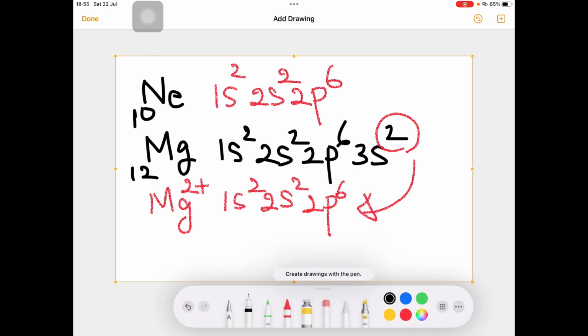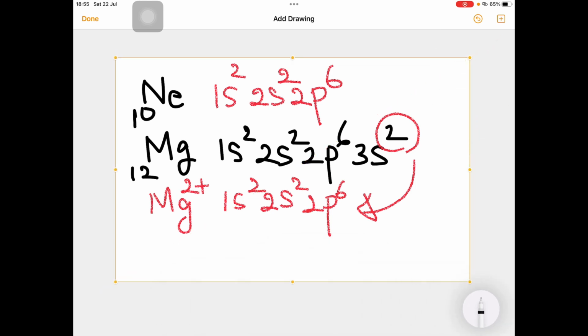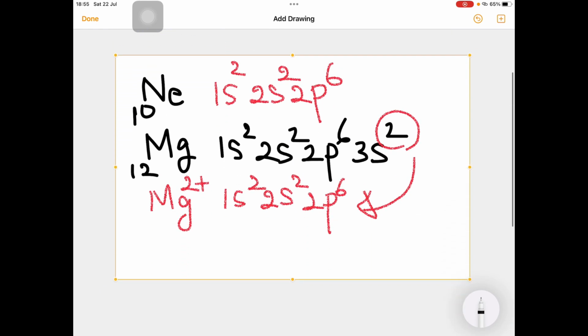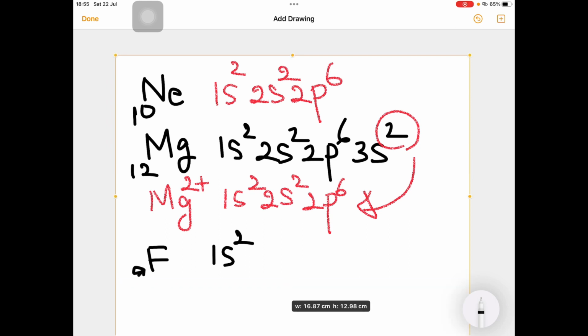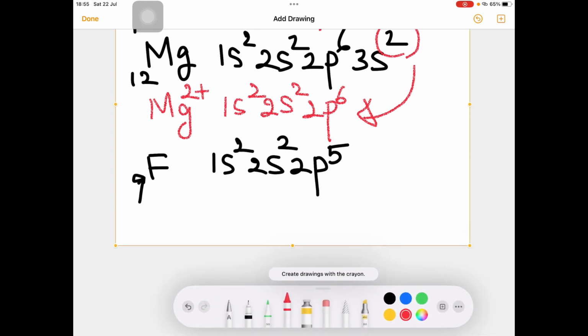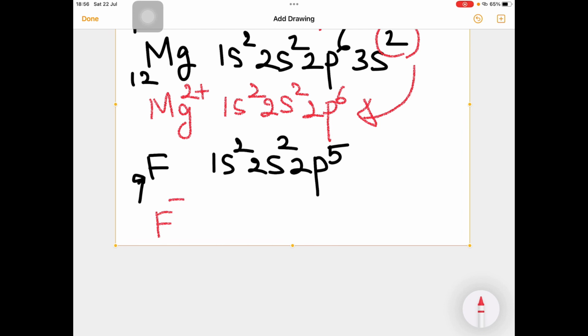Similarly, we can go ahead with the rest of the elements. So the elements which are given to us, fluoride. Now let's consider the fluoride ion. First let's consider fluorine, which has atomic number 9. So 1s2, 2s2, 2p5. But then in the fluoride ion there is one excess electron. So because of the addition of one electron, 2p5 becomes 2p6.